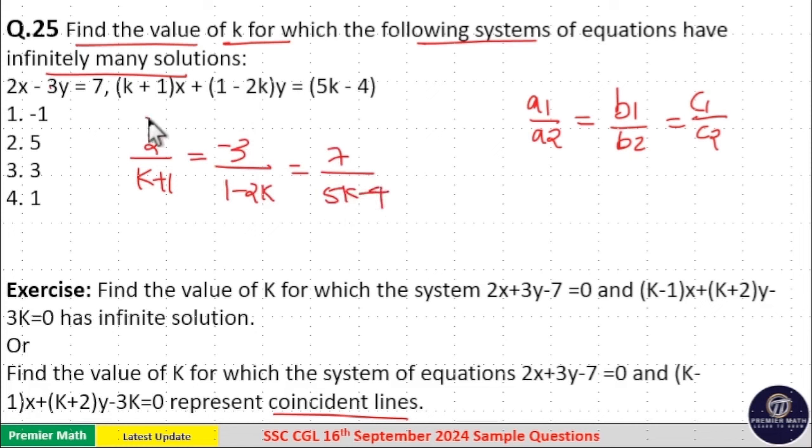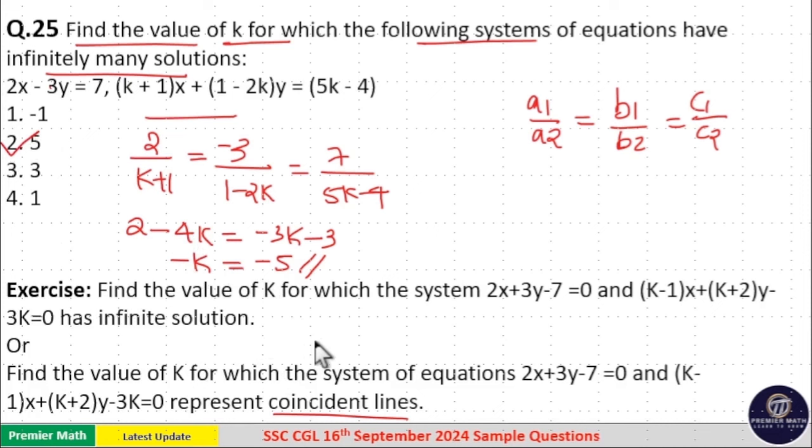Now equate two of the equations. 2 into 1 minus 2k means 2 minus 4k should be equal to minus 3k minus 3. That is, minus 4k plus 3k is equal to minus k, which is equal to minus 3 minus 2, which is minus 5. That is, k should be equal to 5. k should be equal to 5. So option 2 is your answer.